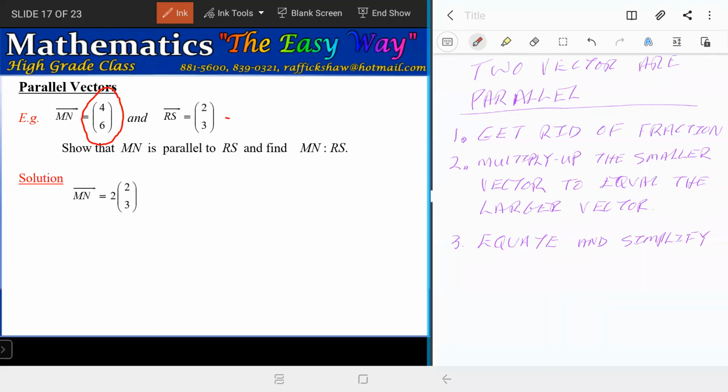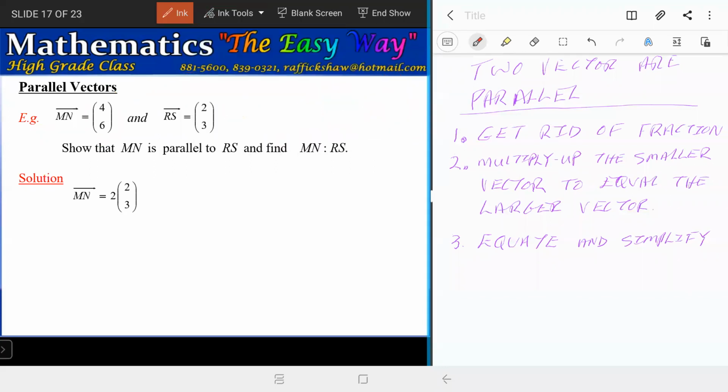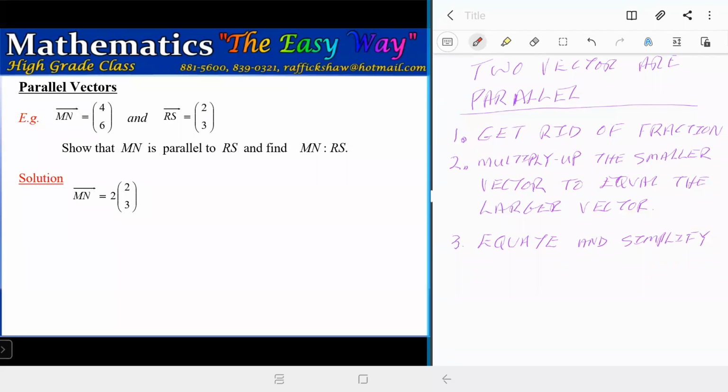So in that case, what I would do is multiply up this one and get 2RS equals (4, 6). And you would equate this with this, because 2 of them equal (4, 6). So you would equate this and this in my new method. The slide you're looking at is the old method where you told the students to factorize the large one, but I've changed that. I find that it's easier to multiply up the small one. So I didn't change the slide, but I've changed the method.